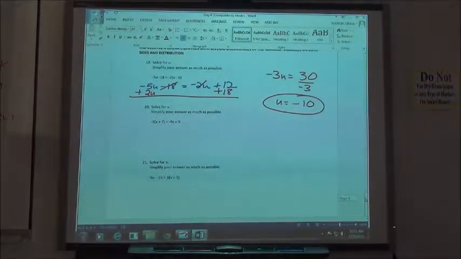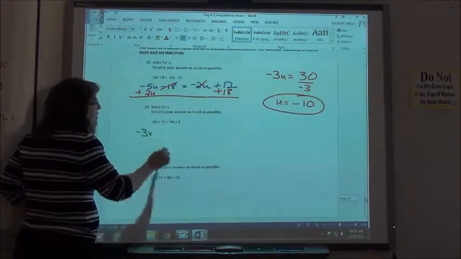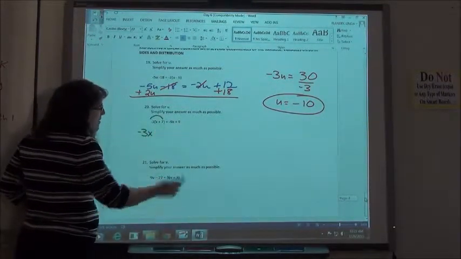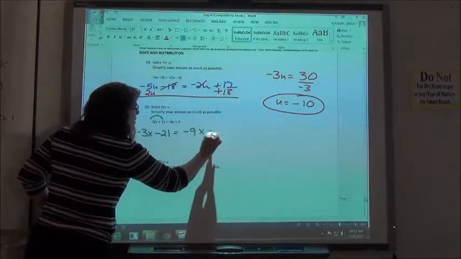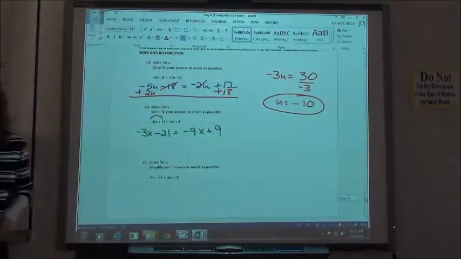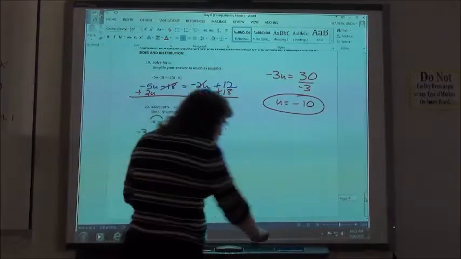So on number 20, using my distributive property, I'm going to get negative 3x. A negative times a positive is going to give me minus 21 equals my negative 9x plus 9. Got rid of my parentheses. Now, if I want to get my variables on my left and my numbers on my right, what should I do?